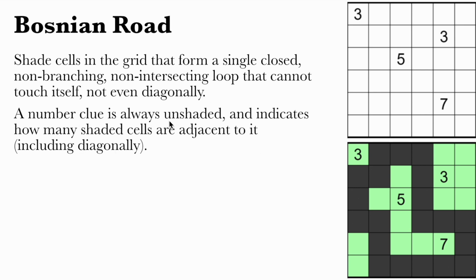A number clue is always unshaded and indicates how many shaded cells are adjacent to it, including diagonally. This rule is exactly like Minesweeper, either the pencil puzzle or the computer game, if you're familiar with that. So this 5 is saying that in this 3x3 region, there are exactly 5 shaded cells. There. That's the 5. And the cell itself can never be shaded, so that means this number could be anywhere from 0 to 8. And those are the rules of Bosnian Road, so it's time to solve a puzzle.